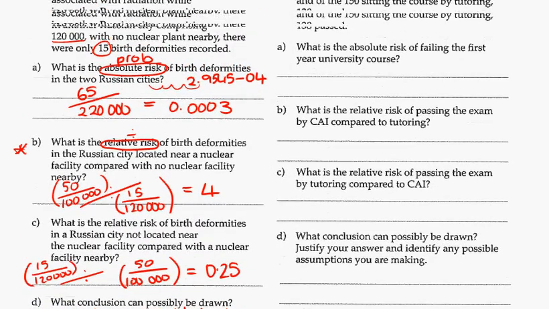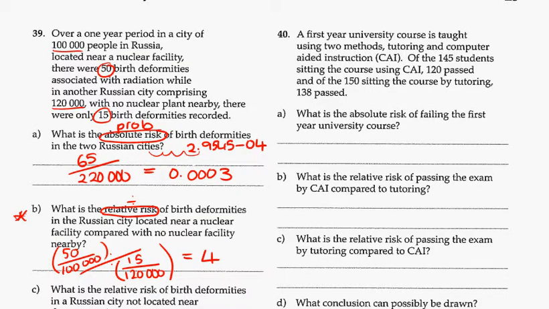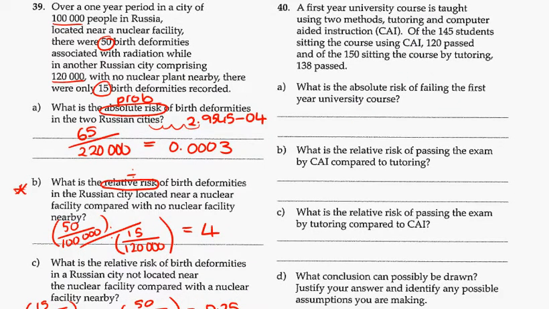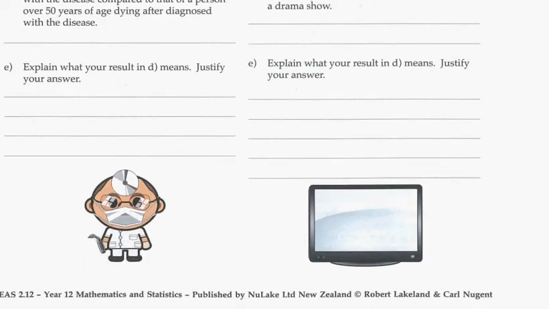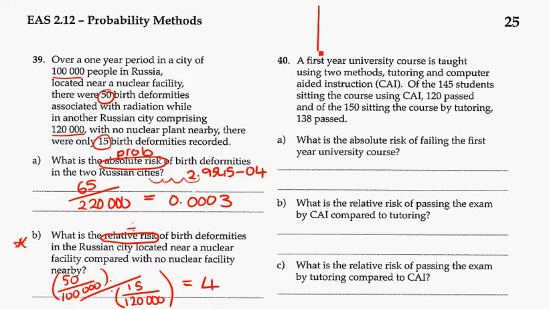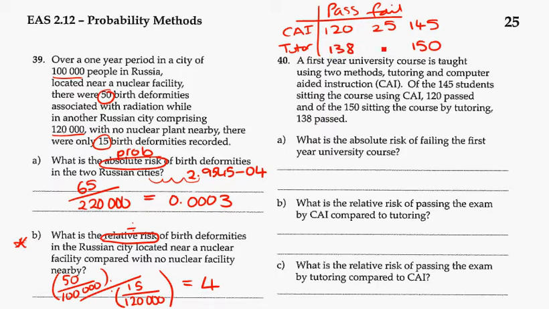Right, now if we go back to question 40 over here. This risk of failing the first year university course. Right, I find this one easier with a table. Now there's probably just enough room to squeeze in a small table up here. So some people used computer aided and other people used straight tutoring. Pass fail. So looking at the numbers, of the 145 students sitting the course using CAI, 120 passed, so that means 25 must have failed. And of the 150 sitting the course by tutoring, 138 passed, which means 12 must have failed. So there's some numbers that might help me.